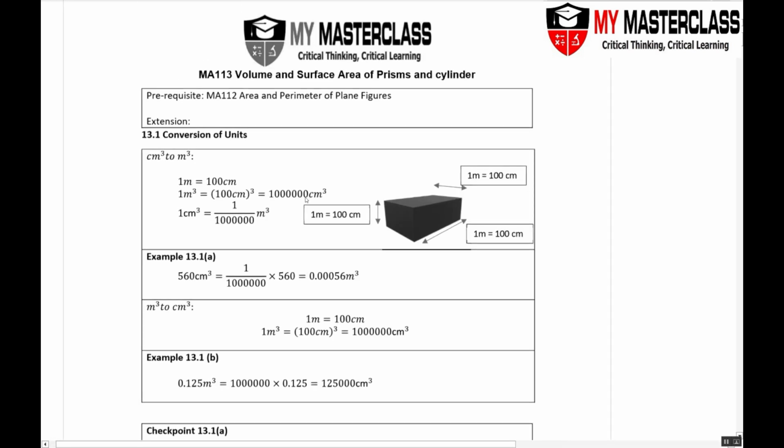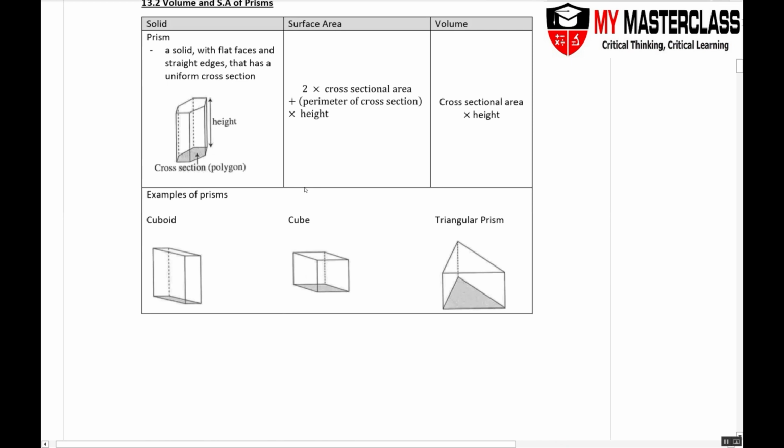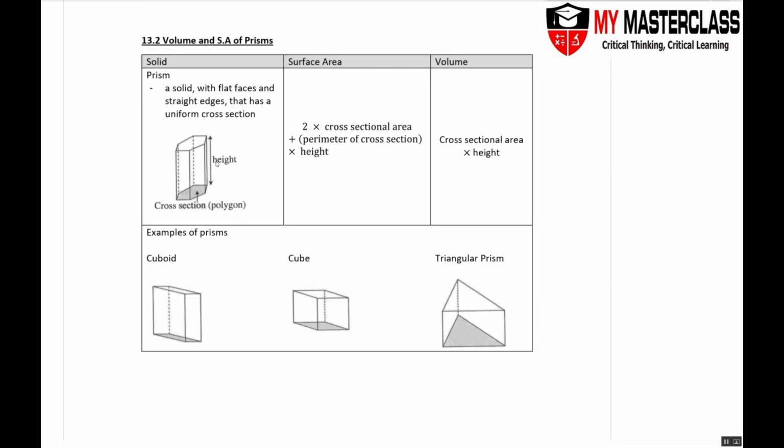Because now in this chapter we are working with volume, no longer just area, that's why it's up to cubic centimeters or cubic meters. Come, let's take a look at the formula for your volume and surface area of prism.